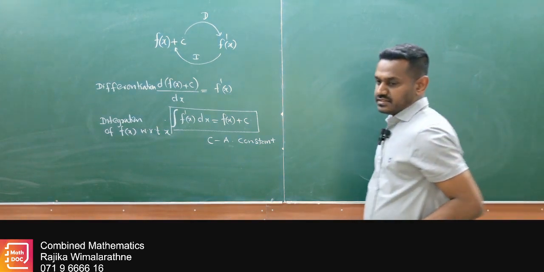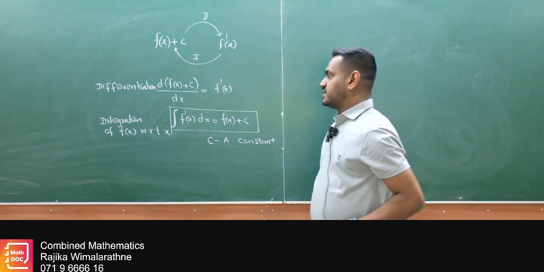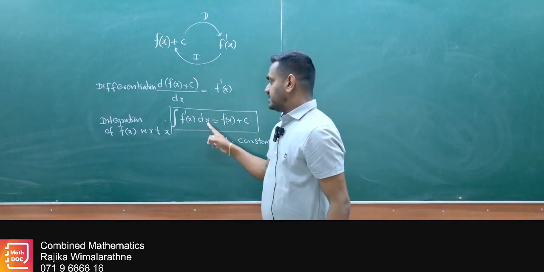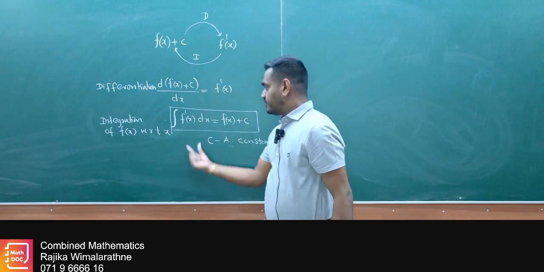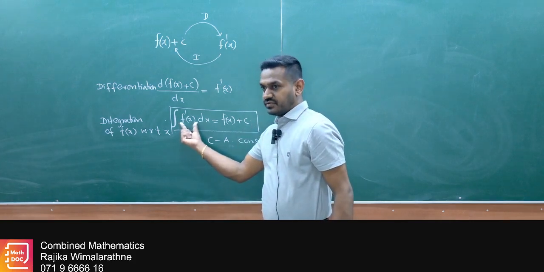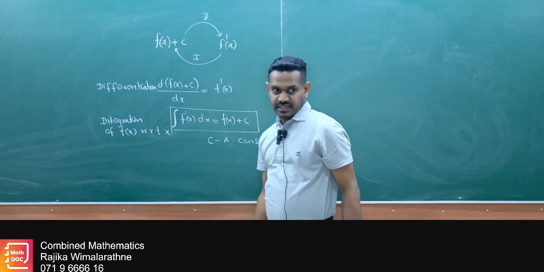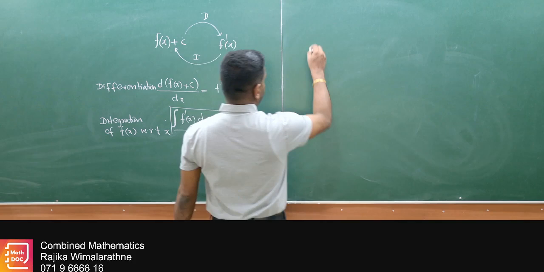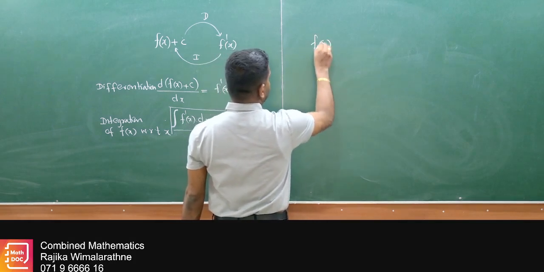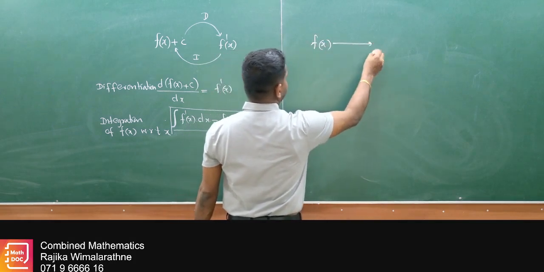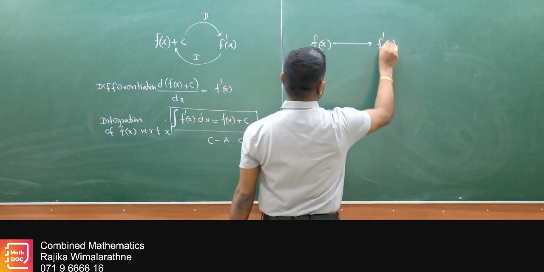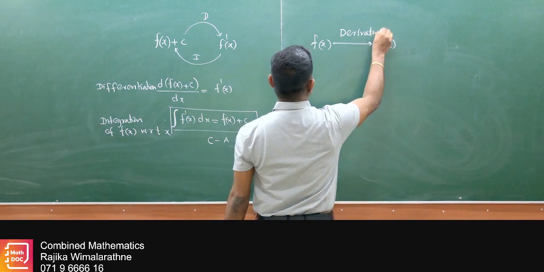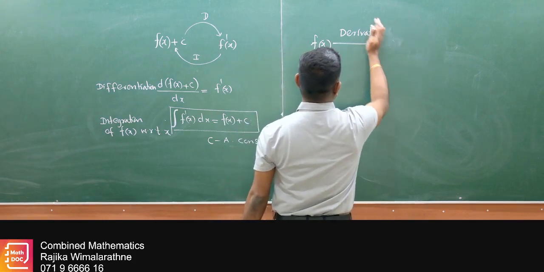Okay, these are just notations. Integral f dash x dx equals f(x) plus c. If you can identify this one as a derivative, then the corresponding function will be the integral with a constant. No? Okay. Now we say f(x) has derivative f dash x.